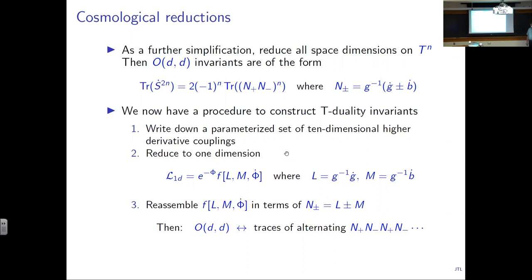And then instead of d mu1 S, d mu2 S, d mu3 S, every time derivative is just S dot. And so the ODD invariants, or O(d,d) invariants, are just traces of powers of S dot. It's not obvious. I didn't even write it down. An odd number of S dots vanish. But of course, we're not even going to make invariants with an odd number of derivatives. We have 4 derivatives, 6 derivatives, 8 derivatives, invariants like that. So it's okay to restrict to even powers of S dot. And if you rewrite that in terms of Gij dots and Bij dots, you get these alternating strings of n plus, n minus, n plus, n minus, and so on. So, a normalization factor in front.